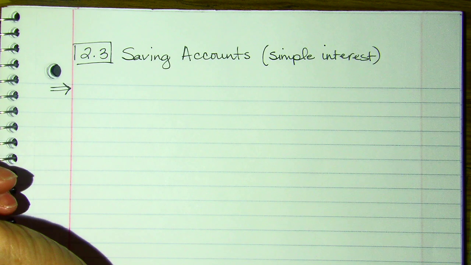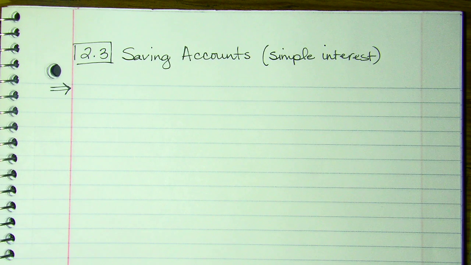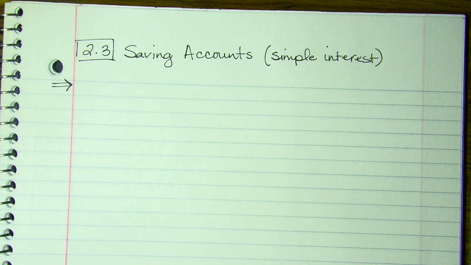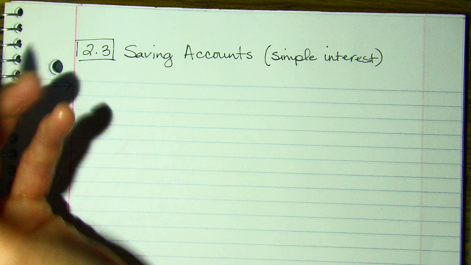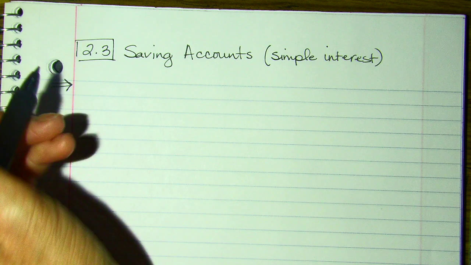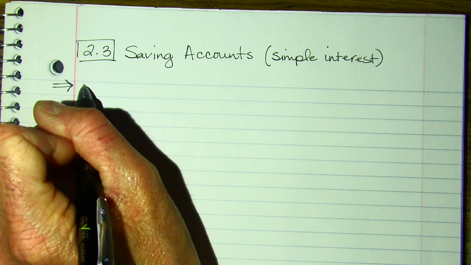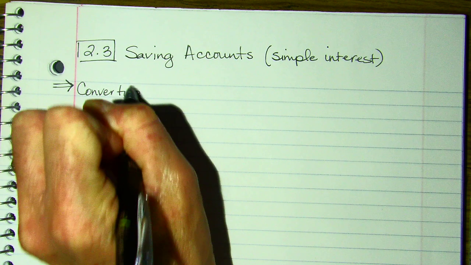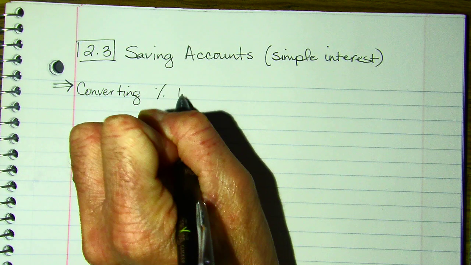So 2.3 is on savings accounts, mostly about how to calculate simple interest. We're going to be diving into something called compound interest later. Simple interest is basically the bank pays you interest for keeping your money there. It's a very small amount, but it's free money. So I want to go over a couple basic things before we start. And the first is how to convert a percent to a decimal.